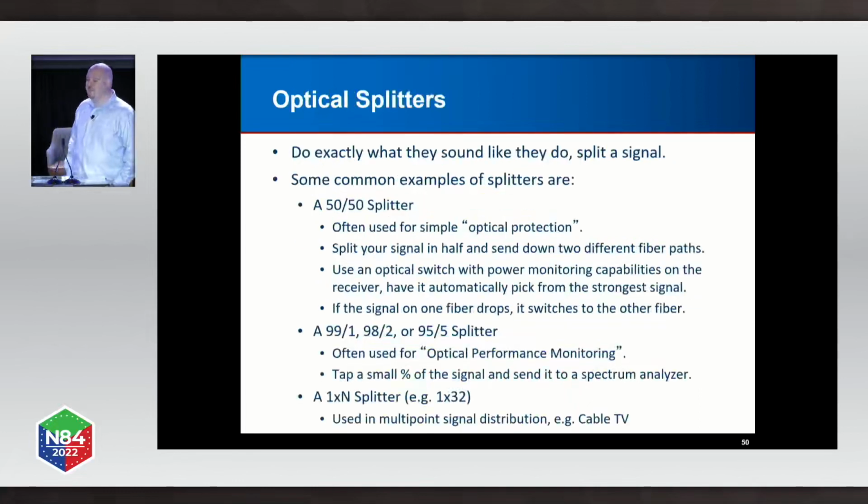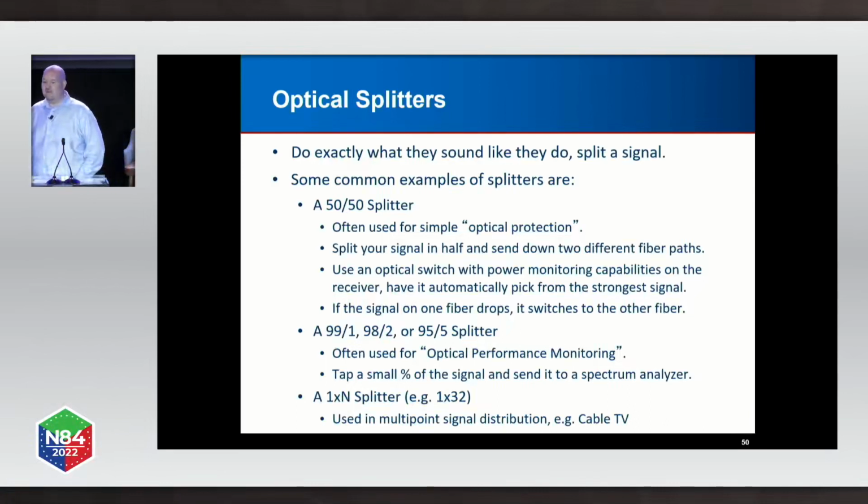So optical splitters do exactly what they sound like they do. They split a signal. Some really common examples of that, like I said, a 50-50 splitter. You take your signal and you literally just split it 3 dB, and you send half of it this way and half of it this way. And then on the other end, you have a switch looking at it, and it goes, I will use whichever signal is strongest. And so you get that easy, cheap failover into a building without having to deploy a lot of other complicated systems.